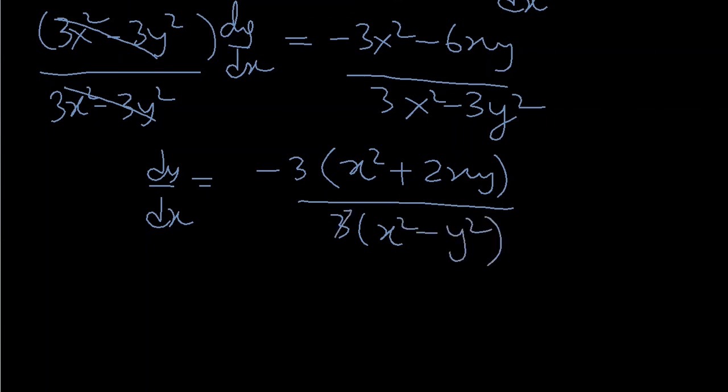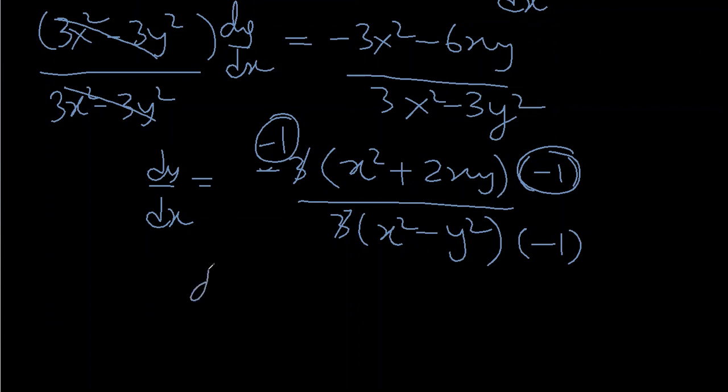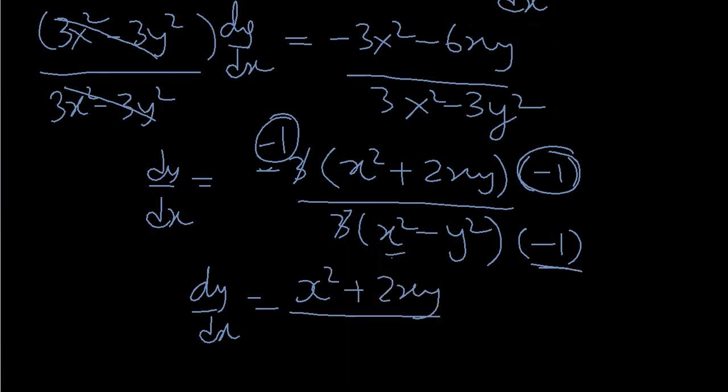So this 3 and this 3 cancel, but we are left with minus 1 here. And to make it positive, let's multiply by minus 1 up and down, so that this minus 1 and this minus 1 become positive. So dy over dx equal to x squared plus 2xy over, minus 1 will change the signs of these two, they will change their place, y squared minus x squared, and this was our target.